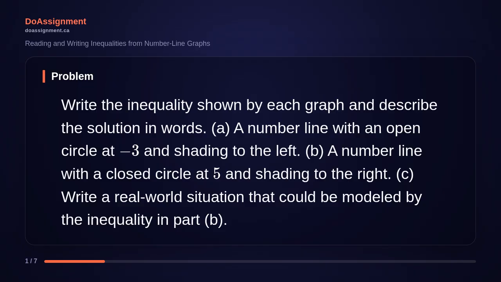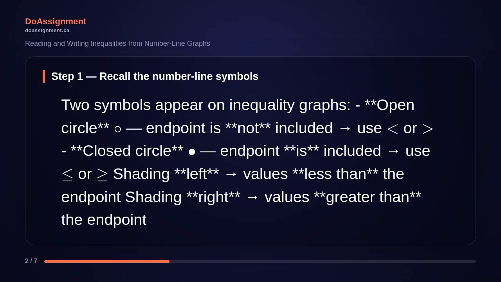Now, let us work through the solution step by step. Before reading the graphs, let's recall the two key symbols. An open circle means the endpoint is not included, so we use a strict less than or greater than sign. A closed circle means the endpoint is included, so we use less than or equal to or greater than or equal to. Shading to the left represents values less than the endpoint, and shading to the right represents values greater than the endpoint.